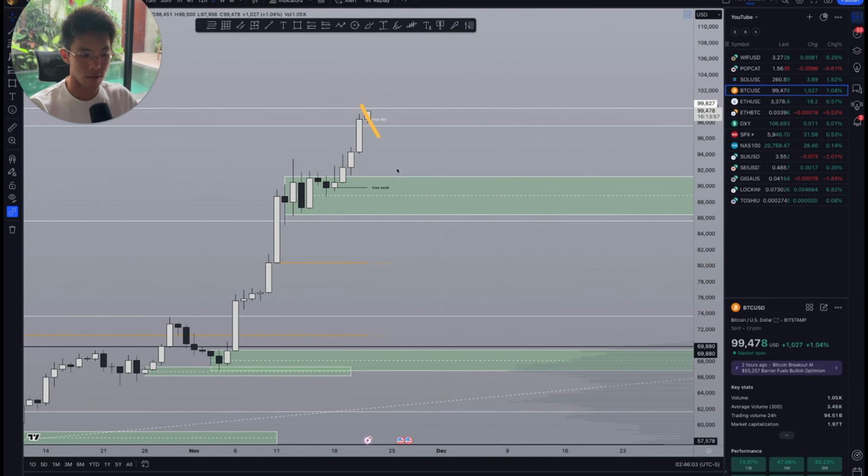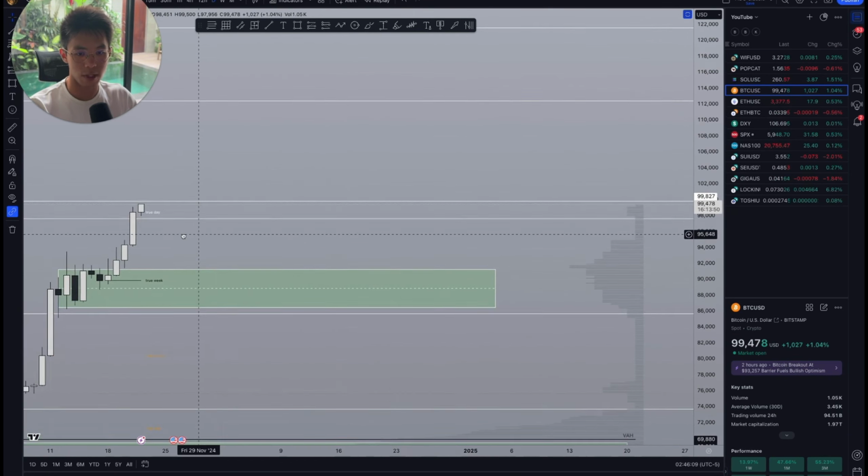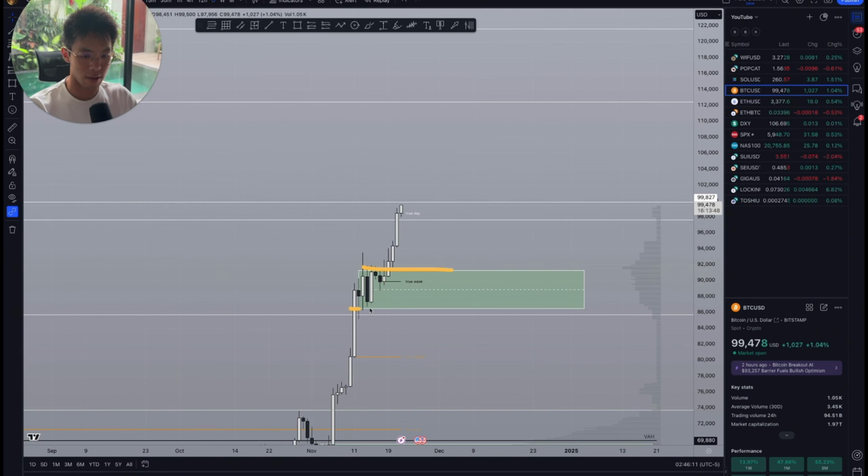So if Bitcoin were to return back to the 70K area, there are going to be a lot of institutional orders around this area that are going to hold this really strong support. But even before then, you have this area right here where price has formed a little bit of a range, and this can act as a volume area as well.